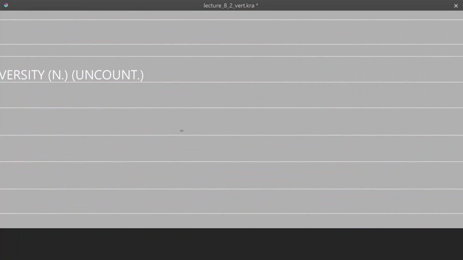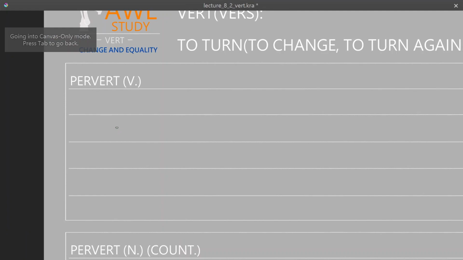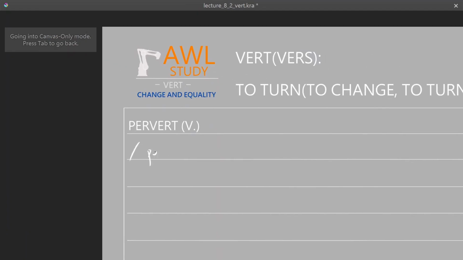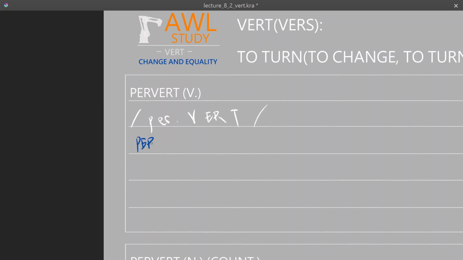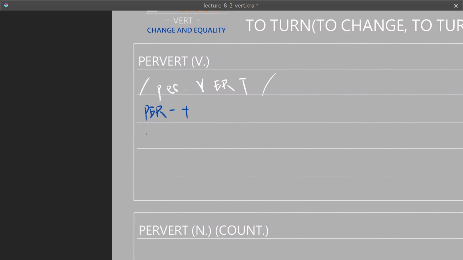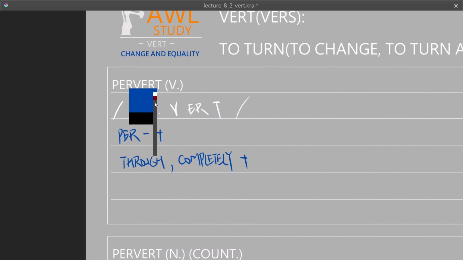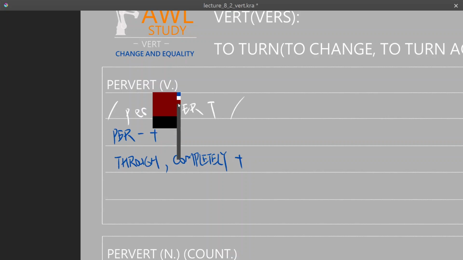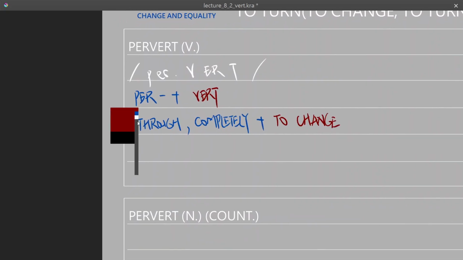All right. Next one, we have pervert. Pervert is a verb. Again, we have the prefix per, meaning through or completely. It's an intensifier. And we have the root vert, which means to change. So pervert literally means to change.